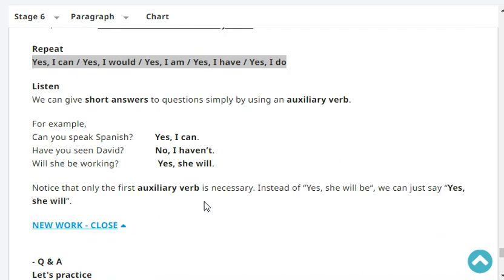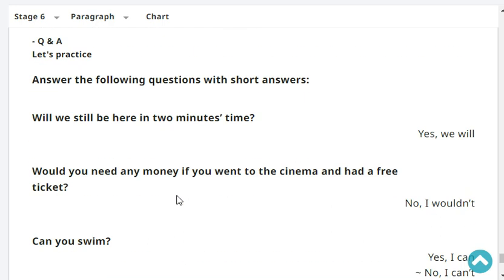Very good. Okay, listen. We can give short answers to questions simply by using an auxiliary verb. For example, the question is, can you speak Spanish? Yes, I can. Have you seen David? No, I haven't. Will she be working? Yes, she will. Notice that only the first auxiliary verb is necessary. Instead of yes, she will be, we can just say yes, she will.